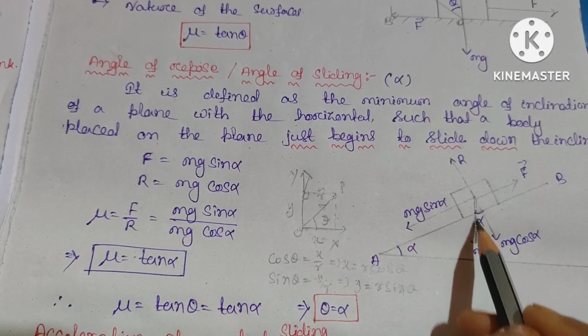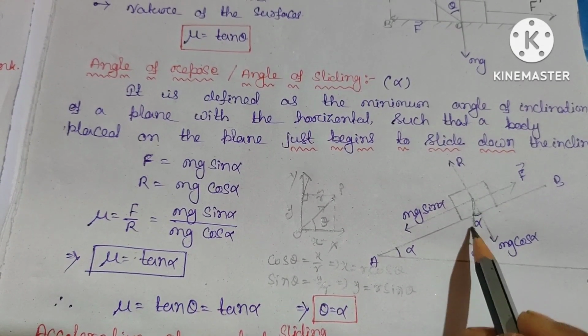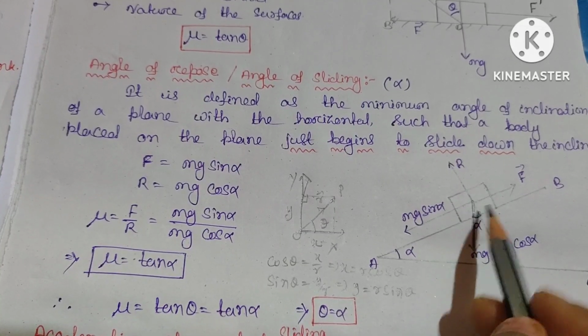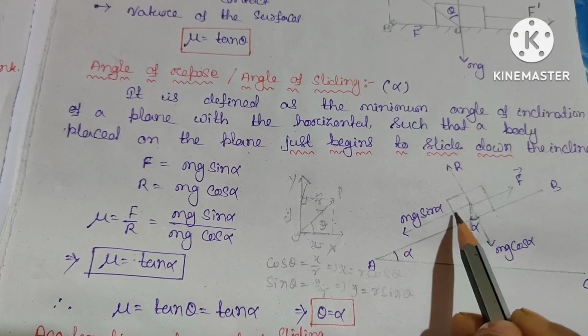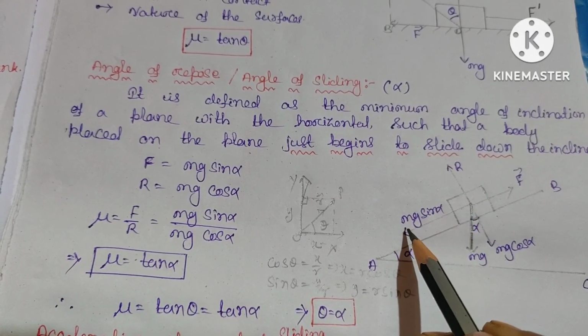So simply, if mg is the force, that is the weight of this block, then this is the base, this is mg cos alpha and this will be mg sin alpha.